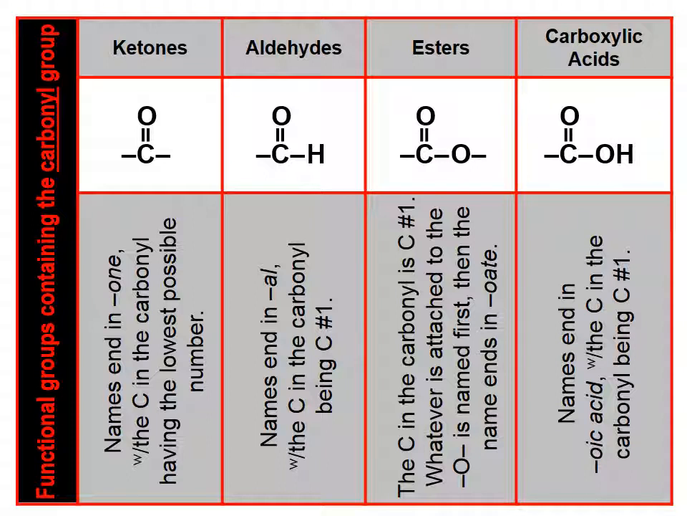The last one is carboxylic acids, which you might be somewhat familiar with because you probably met acetic acid already. There's the carbonyl group, and there's an OH, a hydroxyl group, that is attached to the carbonyl. For carboxylic acids, you can see in the lower right, the names end with -oic acid, and the carbon in that carbonyl group is by definition carbon number 1.